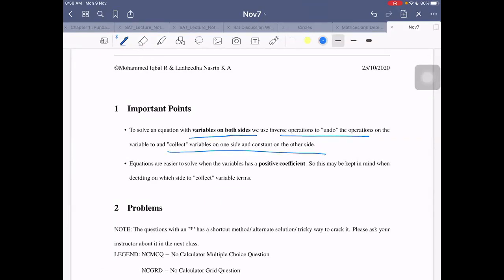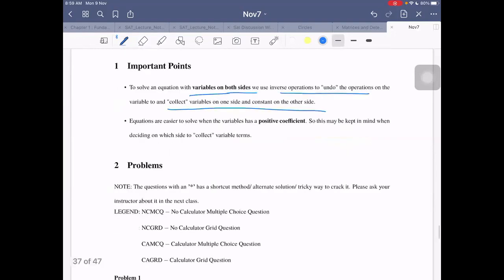And when you're collecting variables to one side, it may be used as a thumb rule to try and make the coefficient of the variable positive. Because if you collect the variable on one side, it'll be positive. If you collect it on the other side, it'll be negative, right? So it'll be much easier when you try to collect the variable on one side, as far as possible, to make it a positive coefficient.